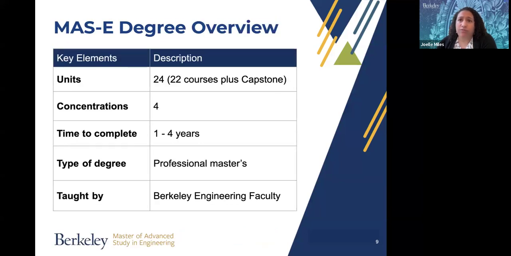Let's take a look at the program structure for MASE. There are 24 total units required for the degree. And with MASE, most of our courses are 1 unit, with the exception of the capstone. This means that you get to choose 22 unique courses that best match your personal interests and professional needs. And MASE is designed to be taken part-time, but can also be pursued full-time if you prefer to finish faster. Depending on the course load that you decide on, you could finish in anywhere between 2 semesters and 4 years. We anticipate that most part-time students will complete the program in between 2 and 3 years.